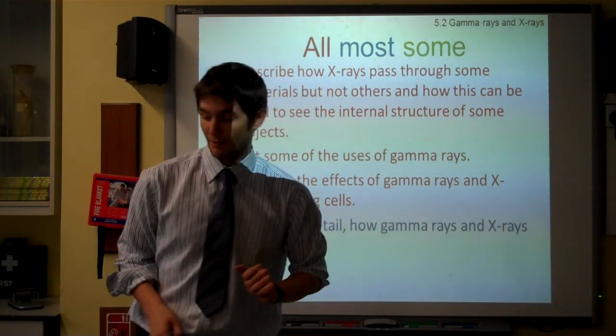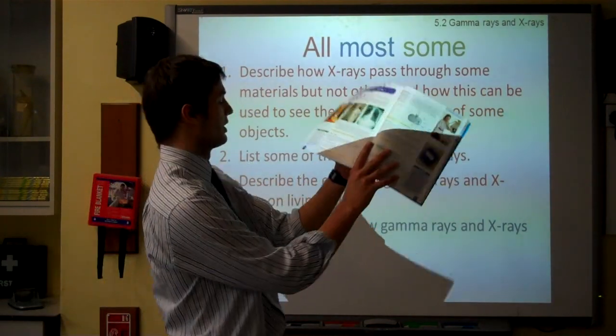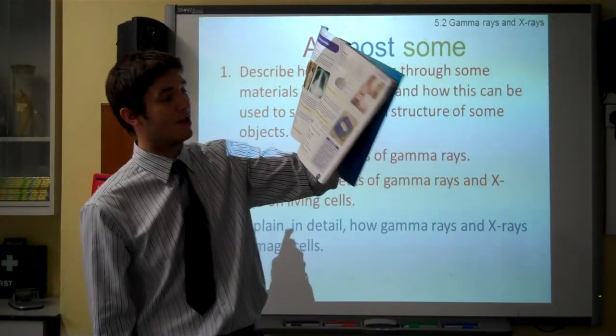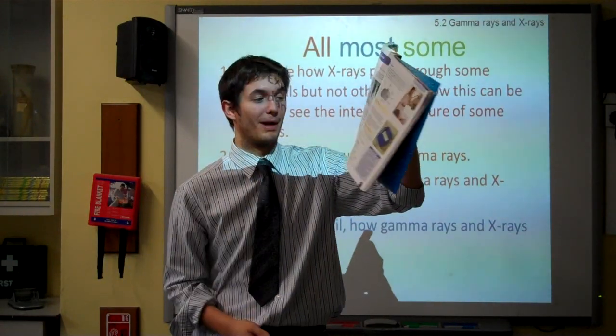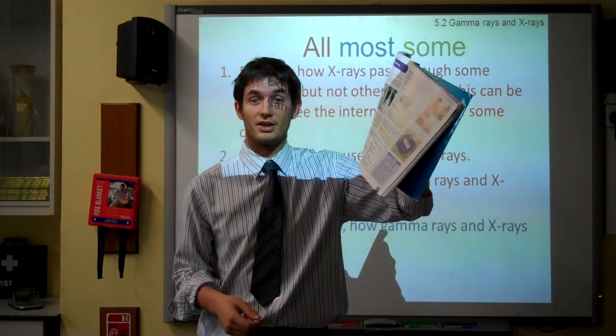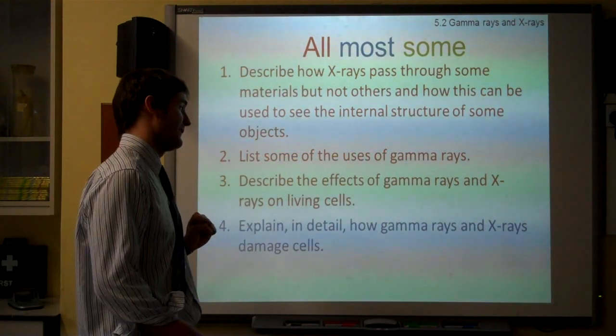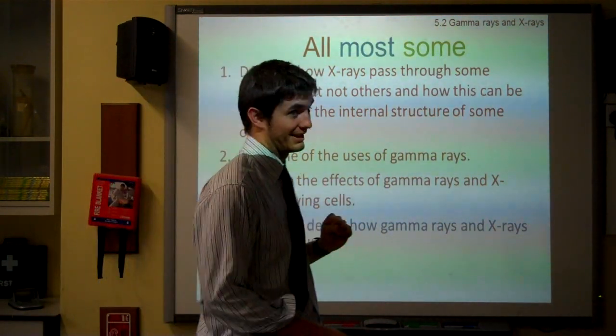List some uses of gamma rays. Have a look at your book on page 284. There are some uses of gamma radiation: to kill harmful bacteria in food, to sterilise surgical instruments, and to kill cancer cells. 3. Describe the effects of gamma rays and X-rays on living cells.